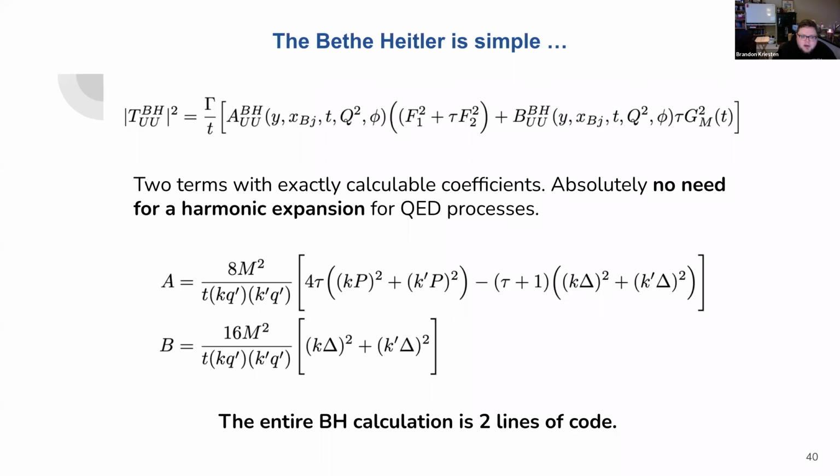And you can see that there's actually no need for a harmonic expansion of these cross sections. Everything's exactly calculable. And it's really simple to code in terms of Monte Carlos, this thing's like 2 lines. So calculating things in this way can be very beneficial rather than doing harmonic expansions, which are common in other formalisms.